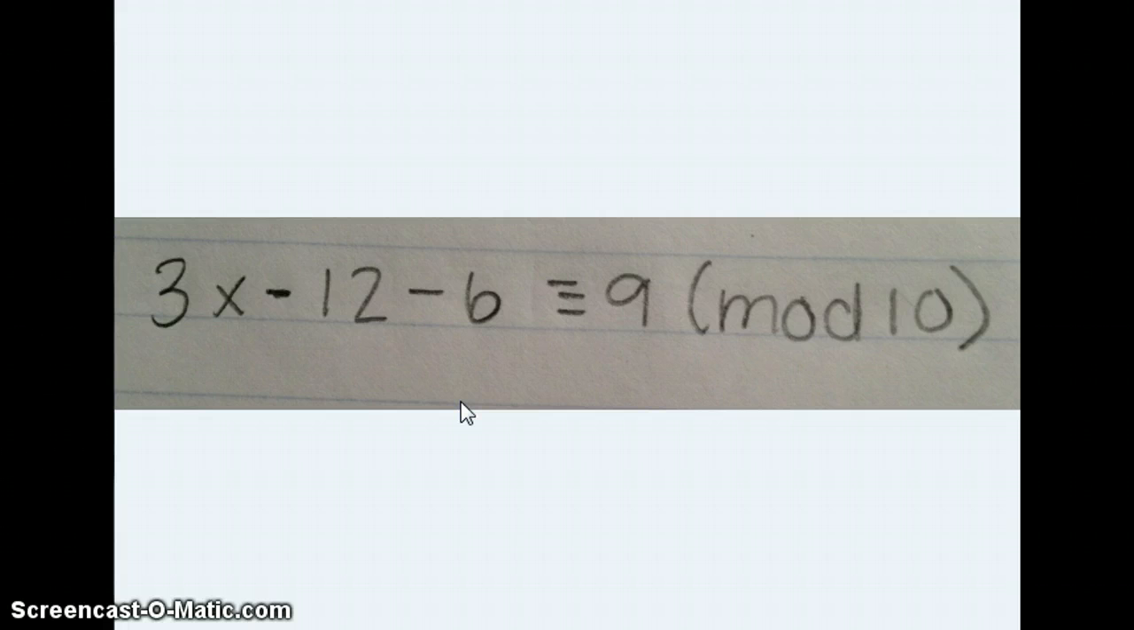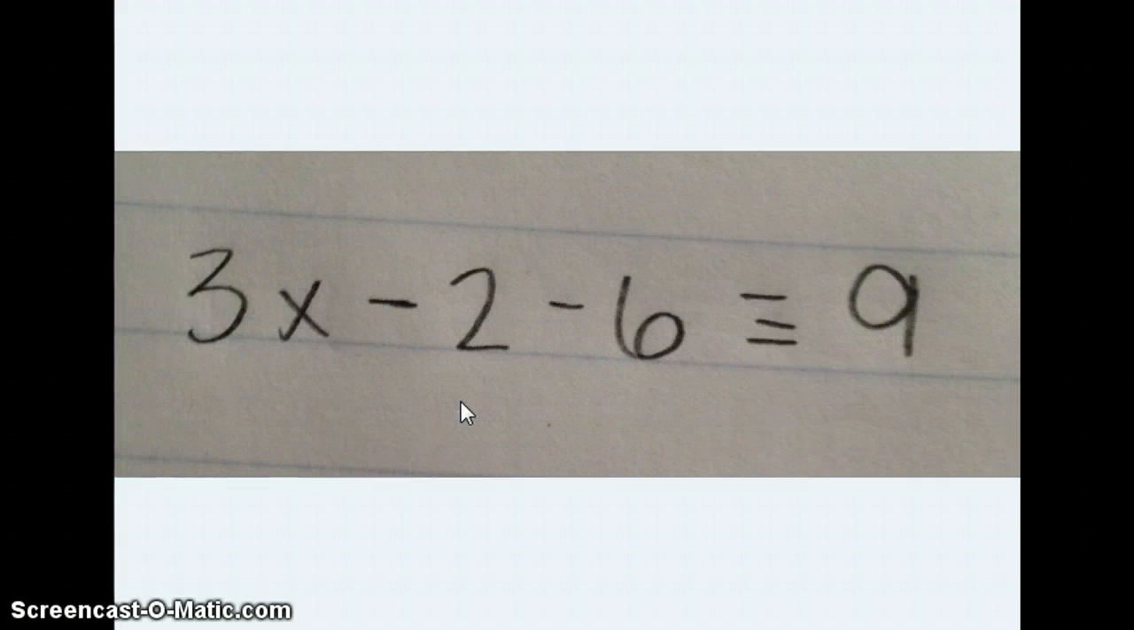Okay, so then what you get is 3x minus 12 minus 6 is congruent to 9 mod 10. And because it's in mod 10, that negative 12 becomes a negative 2, because you do negative 12 plus 10 equals negative 2. As I said, 3x minus 2 minus 6 is congruent to 9.